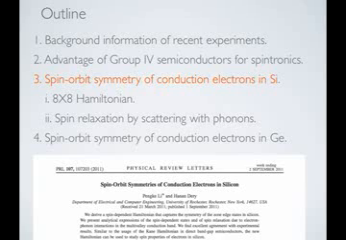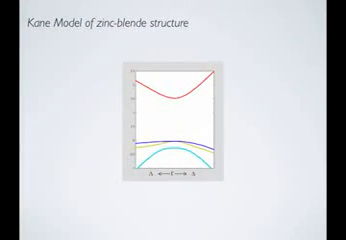Now, I will present our systematic study of spin-orbit interaction, spin-orbit symmetry of conduction electrons in silicon, recently published in PRL. I will first of all remind you of the widely used Kane model for band structures of zinc-blende semiconductors like gallium arsenide.